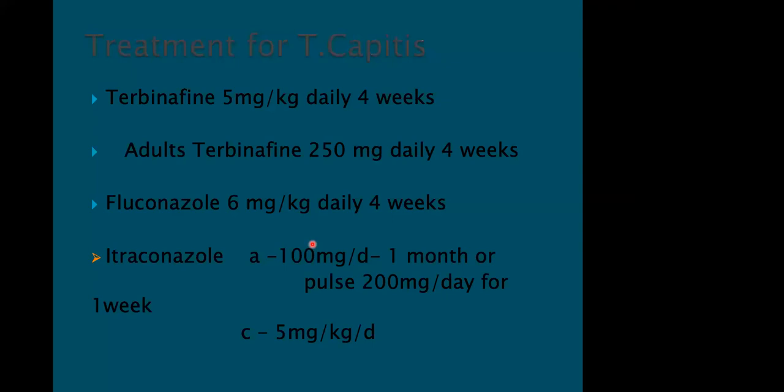And in terms of treatment, for tinea capitis, we always use systemic antifungals. So for children, we use terbinafine, which is the preferred antifungal, 5 milligrams per kg per day for about 4 weeks. Tinea capitis in adults is rare, but when it does occur, we generally do 250 milligrams daily for about a month. And then if you do not have terbinafine, we can use fluconazole at 6 milligrams per kg per day for about a month as well.